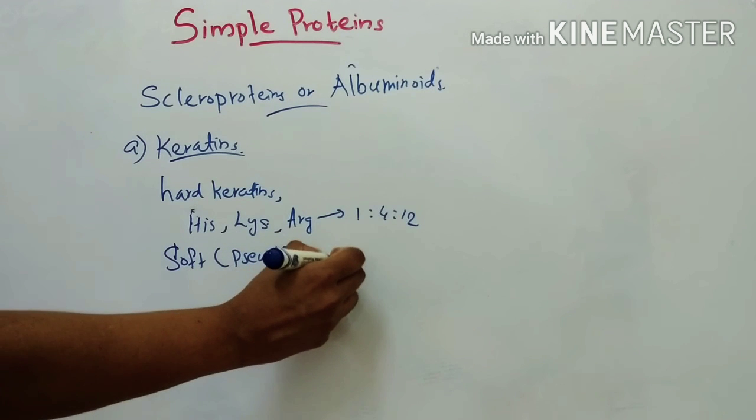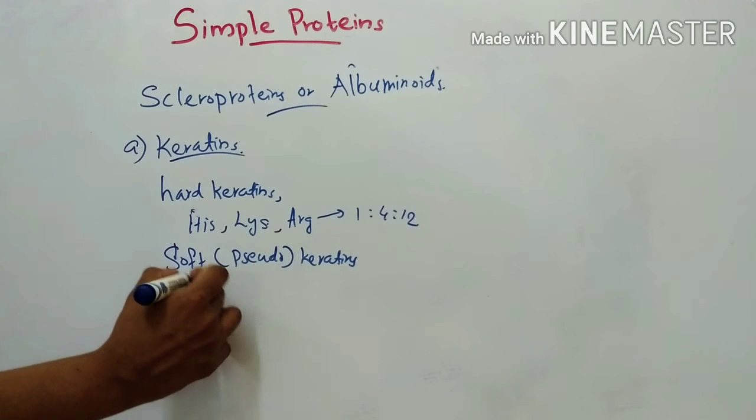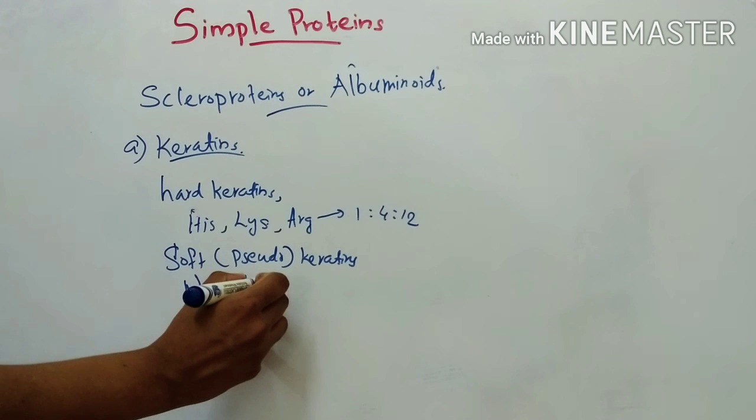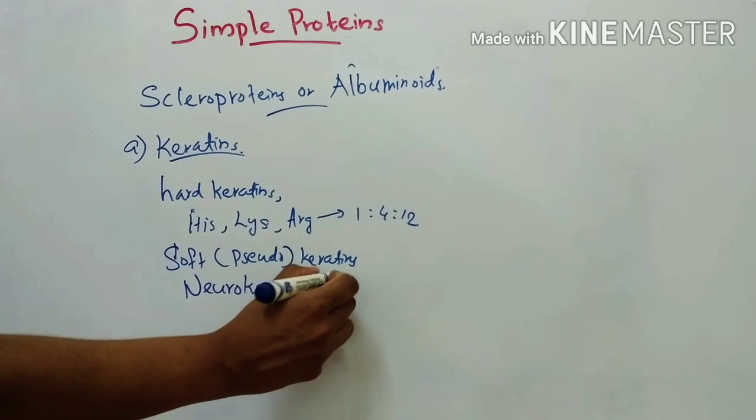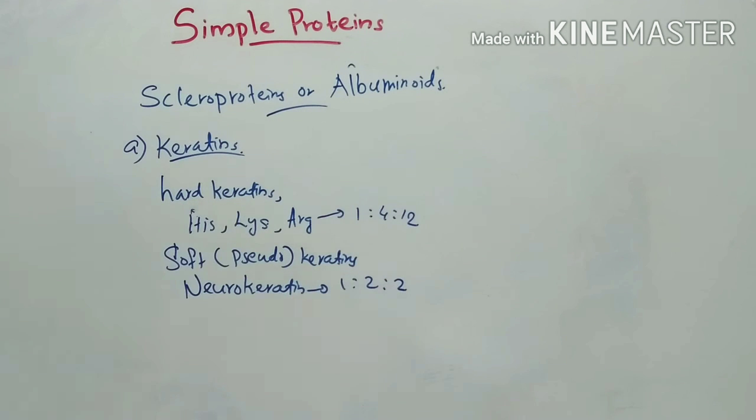But soft or pseudo keratins occur in the outermost layer of the skin. They do not have these amino acids in the same ratio. In neurokeratin, the ratio is 1:2:2. Ratio means histidine, lysine, and arginine.